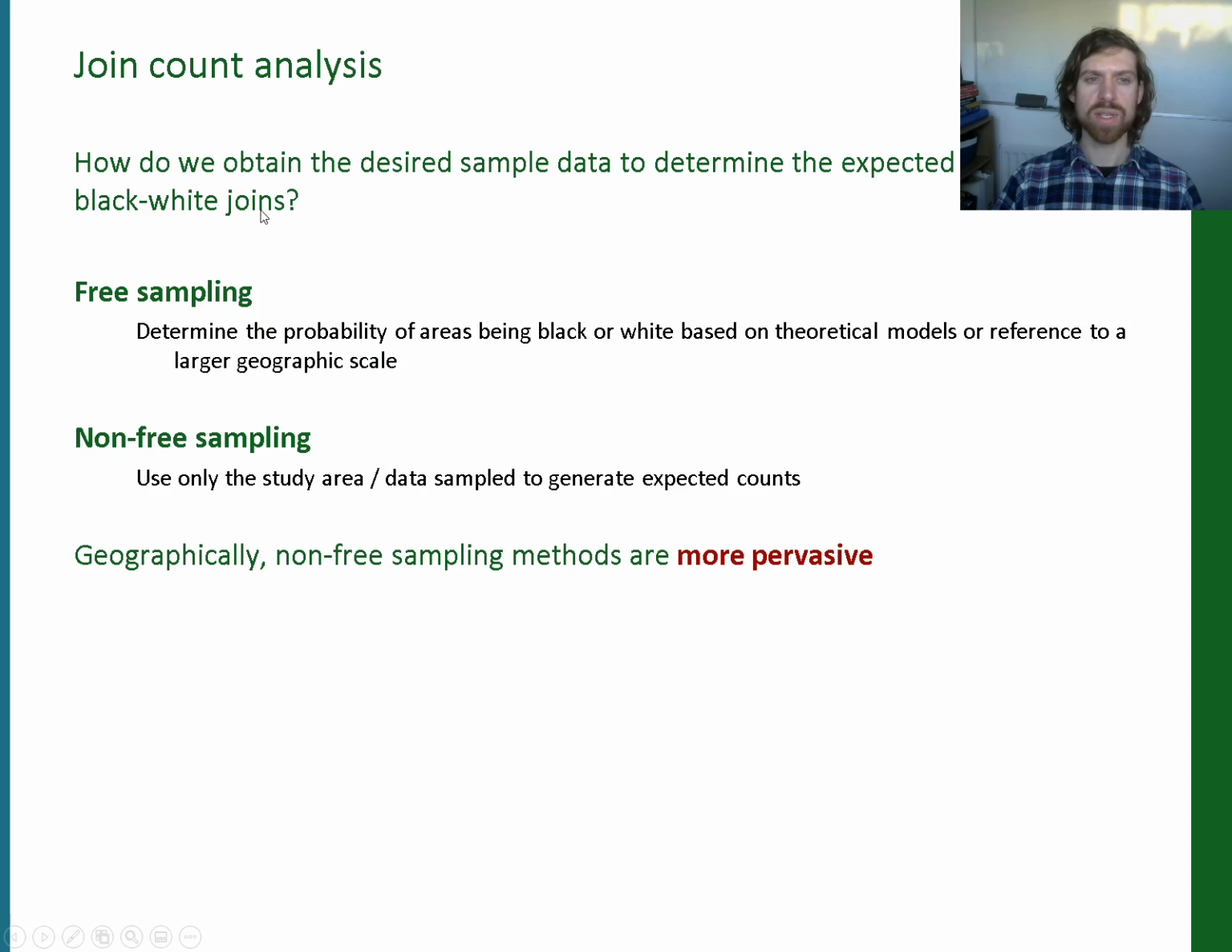So, joint count analysis. The question is, how do we obtain the desired sample data to determine the expected number of black-white joins? So this is a methodological issue. There's a variety of ways that we could do that. We could use free sampling, so we could determine the probability that areas are one or another using theoretical models or reference to a much larger geographic scale. Or we could use non-free sampling, so we could use a study area or data sampled to generate counts that we would expect based on the information that we gather. And generally, we'd see more non-free sampling methods because they're cheaper and easier to do.